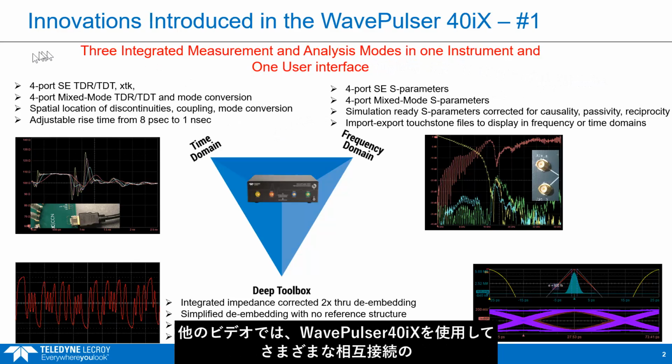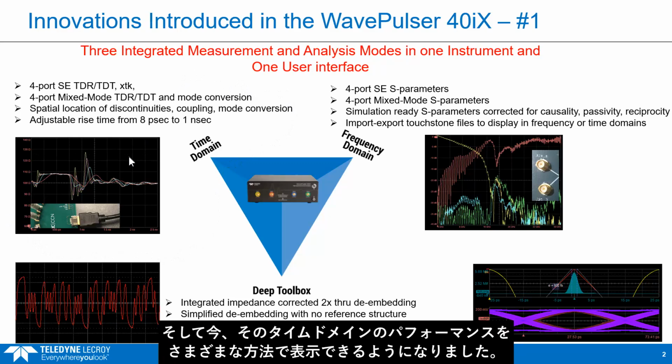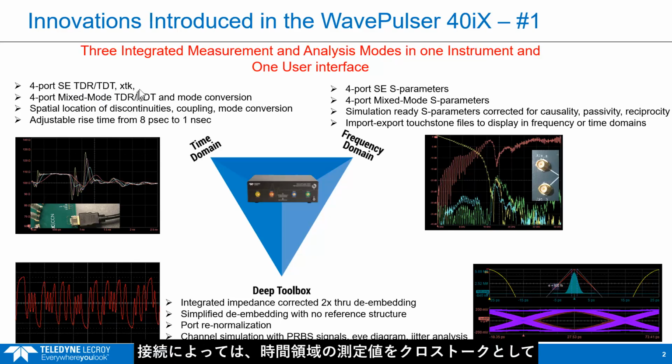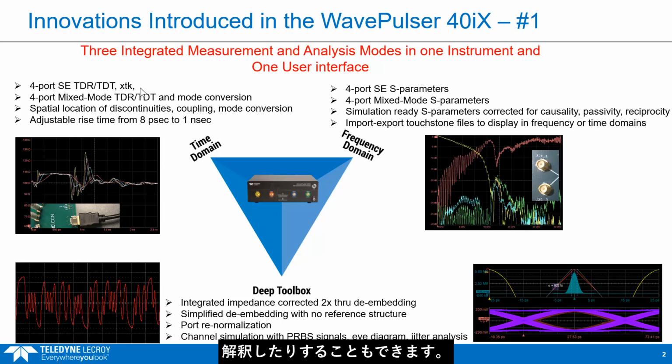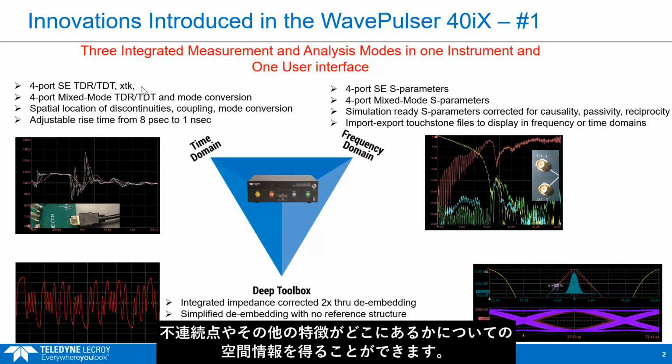In other videos, I've walked through how we can use the WavePulsar 40iX to measure the time domain performance of various interconnects. And we can take that time domain performance and display it in a variety of ways. For example, as the TDR response from each of the 4 ports that are connected to the device under test. Or we can look at the through transmitted signal. Or, depending on the connections, we can also interpret some of the time domain measurements in terms of crosstalk. And whenever we have time domain measurements, we can use that information in order to give us spatial information of where discontinuities or other features are located.